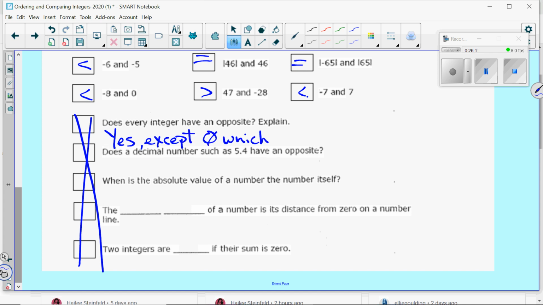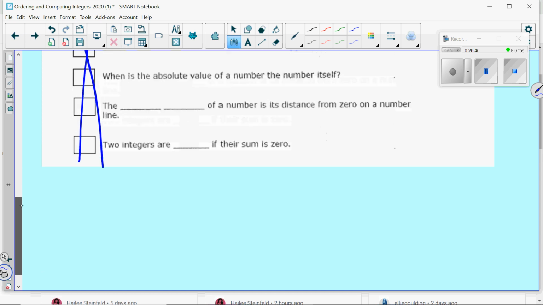But that would mean that the answer is no, because it says every integer. Yeah, you can, because as a general rule, every number has an opposite. Okay. Makes sense. The general rule is there's an opposite for every number. 0 is the only exception. So when you're talking an infinite number of numbers, and there's one exception, I would say that's a general rule of yes. Okay. Does a decimal number, such as 5 4/10, have an opposite?